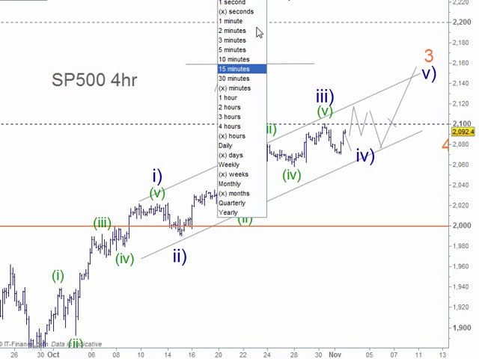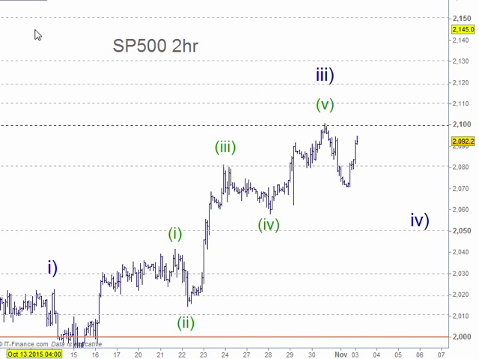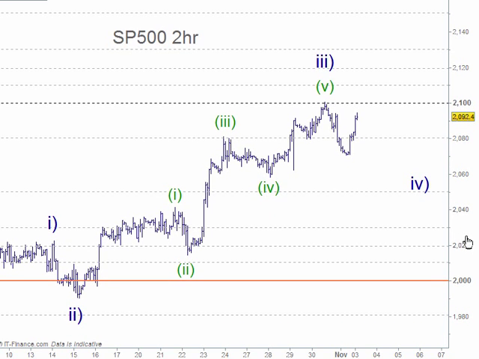And on the 2-hour chart, I think the cash market may have even made a new high here as such. So it's possible that, because we've got wave 1 here and wave 2 here, now we've got 1, 2, 3, 4 and 5 here for the 3rd wave.